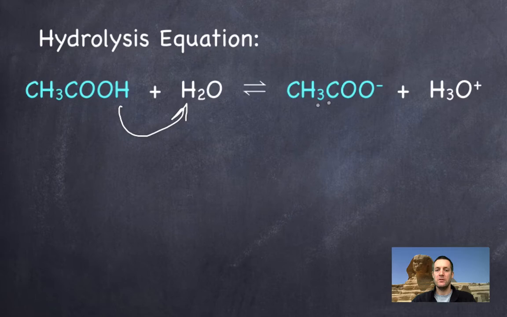How is this a base? Well, it could accept H+ ions from this donor. If this is a donor, it must be an acid. And it's the conjugate acid of water, because they differ by one H+, and this is the one that gives away H+ ions. This is the one that accepts, so it's the conjugate base. Hopefully we're getting the hang of this.